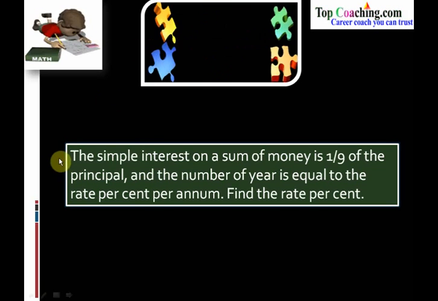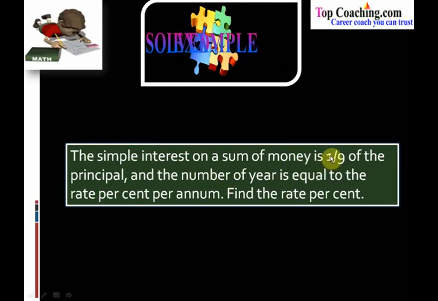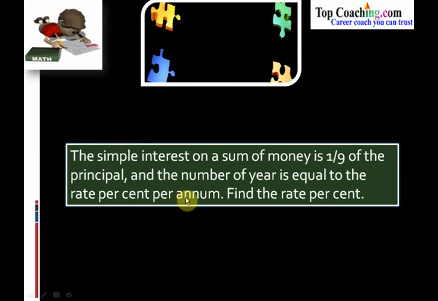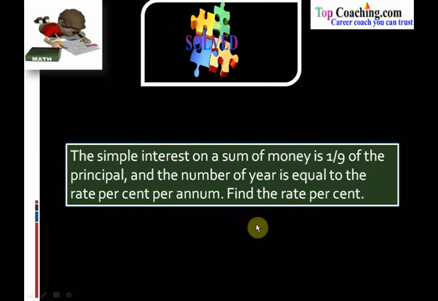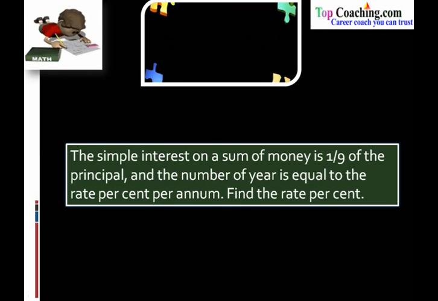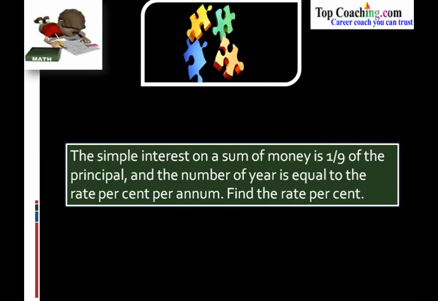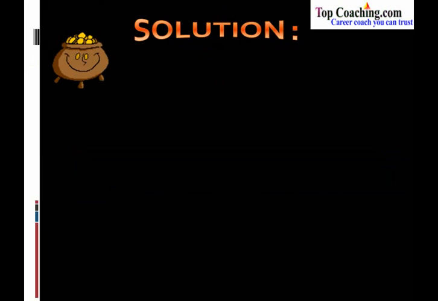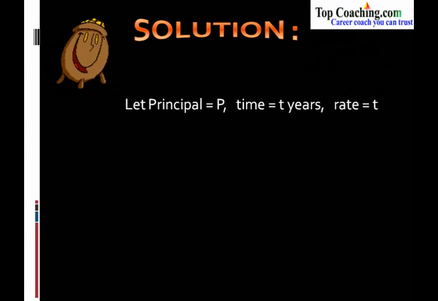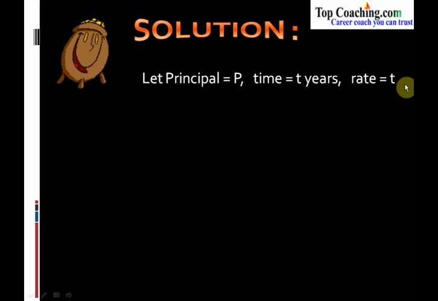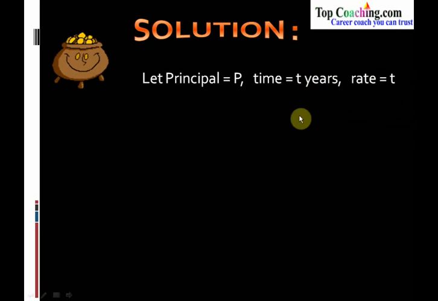So our first problem is: the simple interest on a sum of money is 1/9 of the principal, and the number of years is equal to rate percent per annum. Find the rate percent. So in this problem, we have been given that the simple interest is equal to 1/9 of the principal amount, and also the number of years is equal to the rate percent per annum. We have to find out the rate percent. This is a very simple problem. Let us say that the principal is equal to P, time is equal to T years, and the rate is equal to T percent, as the time and the rate are the same, so let us assume them to be T.